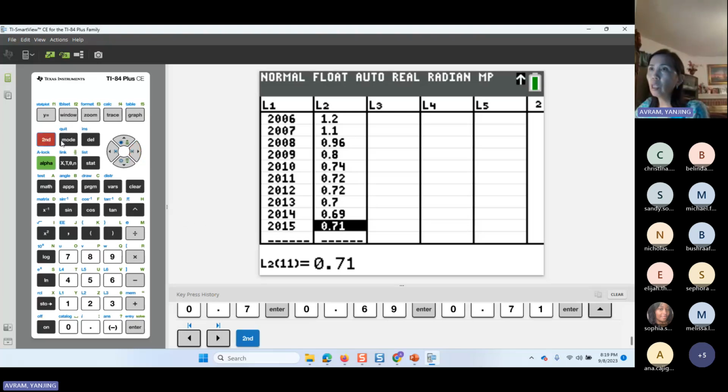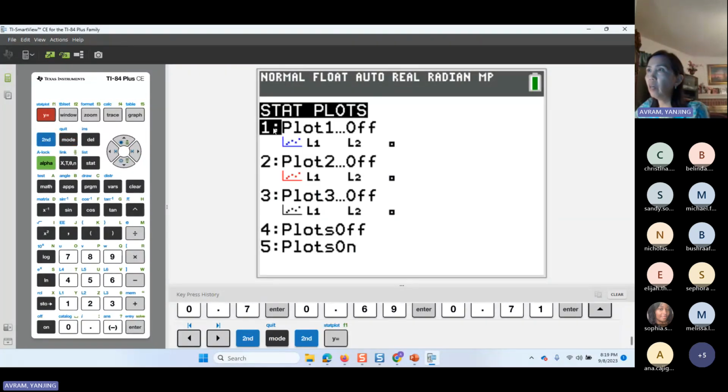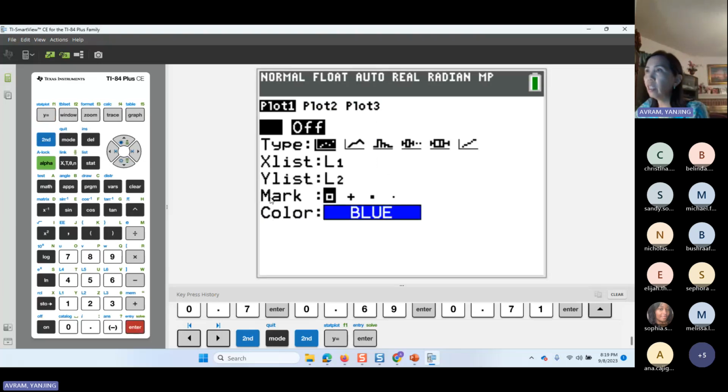Okay, we hit second, then Quit. And if you hit second and then hit this button, it will execute the blue color function. I want to go to the STAT PLOT here. STAT PLOT is right here in blue. So I need to hit second, Y equals, and that will give you the STAT PLOT. Then you hit enter.